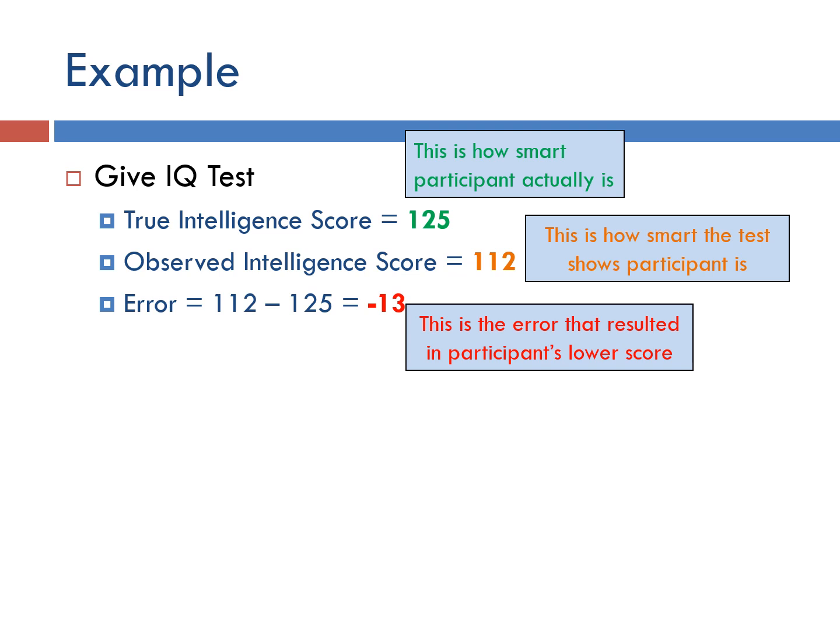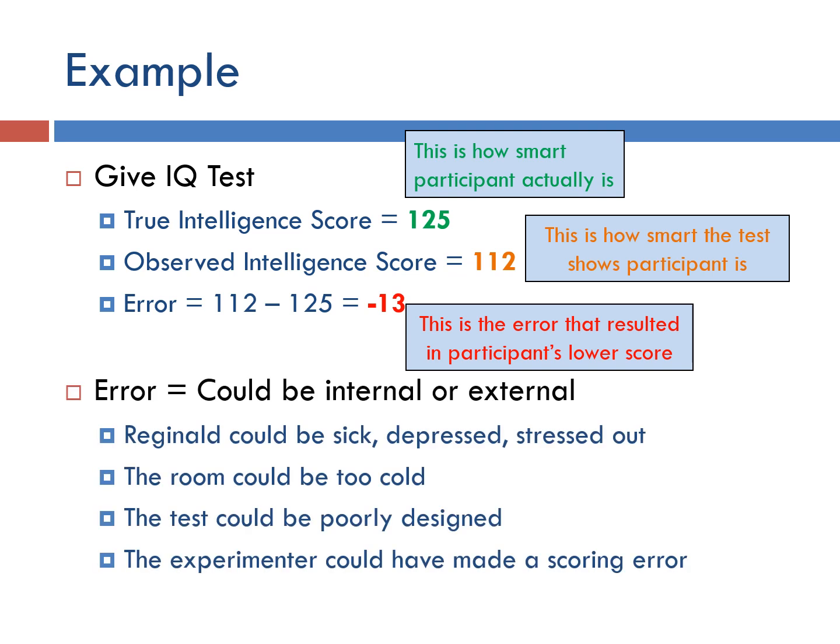Let's have another example of this. Let's say I have an IQ test for a participant. Maybe their true intelligence, if they were to take this with no error, if this was a perfect measurement, their intelligence score would be a 125. But when I give them the test, they score a 112. So there is some difference between the true and the observed. And so the error is going to be 13, right? It's a negative 13, that this error is lower than what we would expect. This observed is lower than what we would expect in a true situation.